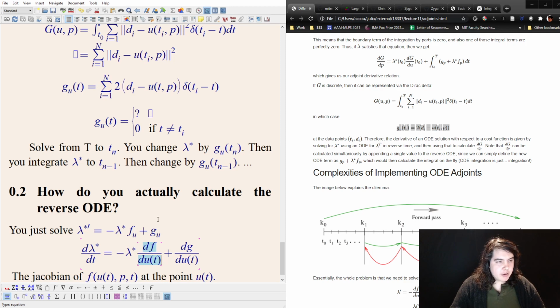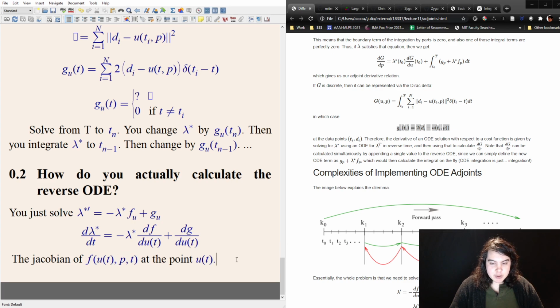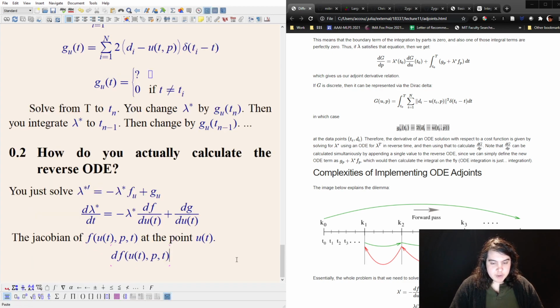Well, the key here is that you can do two things. You can remember the entire time series for u of t, so you solve forwards with a differential equation solver that gives you a continuous solution. Then whenever you want the Jacobian, df/du, at a given time point t, you can evaluate u and calculate the Jacobian at each point. This is what I ask you to do in the homework, because the differential equation solver gives you a continuous solution by default, and this is probably the simplest way to do it.